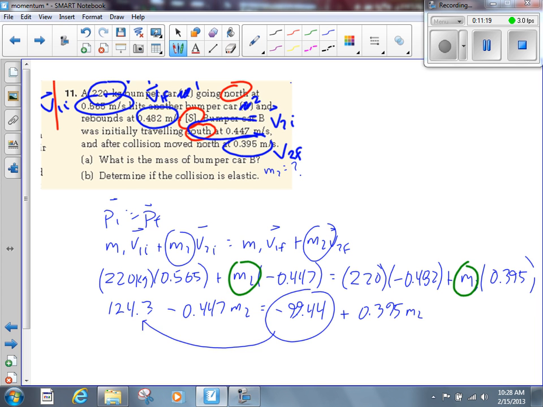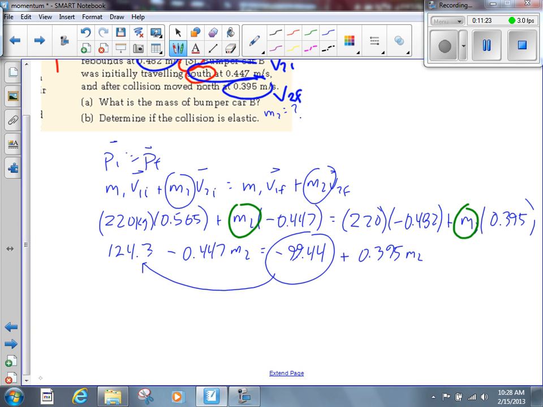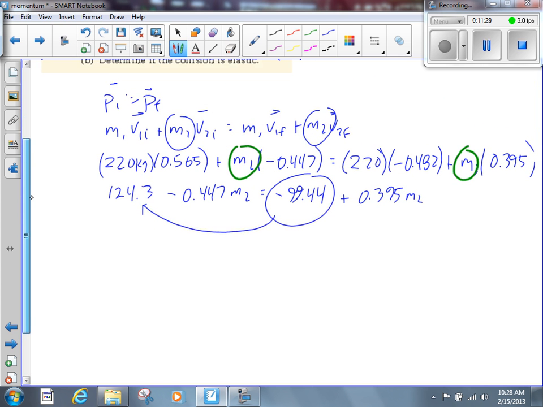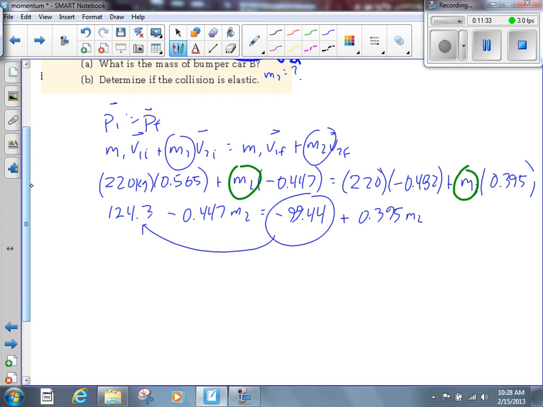Let's take this over to the other side to combine it with the term that doesn't have any m's with it. So 124.3, how are we going to take that negative 99.44 over to the other side? No, it's a negative number on the right side. We're going to take it over by adding. So it's going to be somewhere around 224.2 or something like that. 223.74.